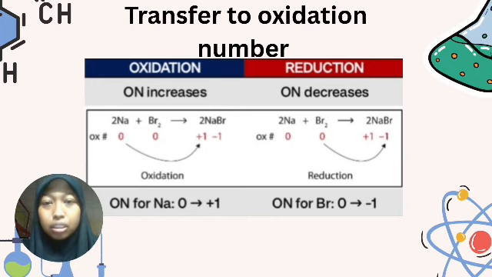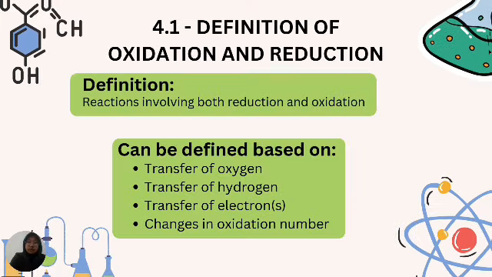On the oxidation side, the oxidation number will increase, while on the reduction side, the oxidation number will decrease. For example, we can see the oxidation side increased to +1, and the reduction side decreased to -1.